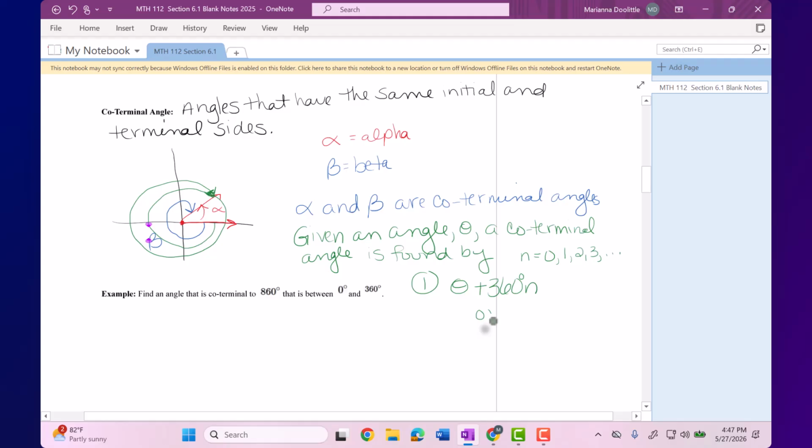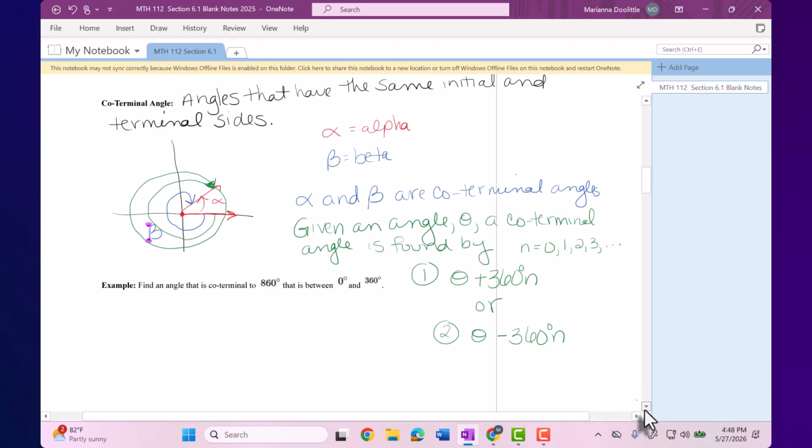Or you can use this formula, theta minus 360 degrees n. So it is up to you. If you're just asked to find any coterminal angle, you can use either formula and use any value for n. Hence why there are infinitely many, because there's infinitely many n's that you could choose to find these angles. So let's do an example of finding a coterminal angle.